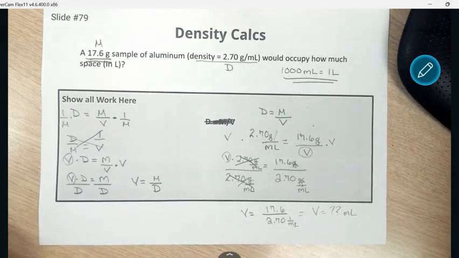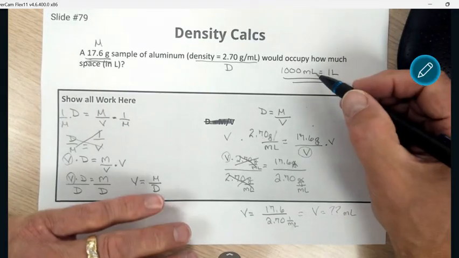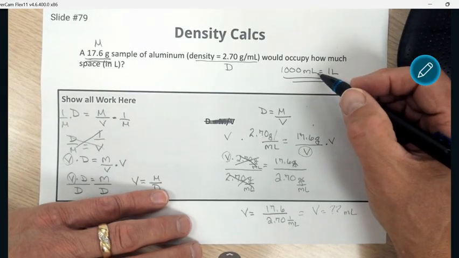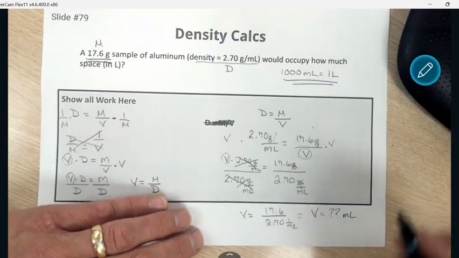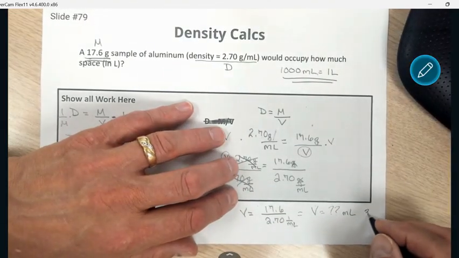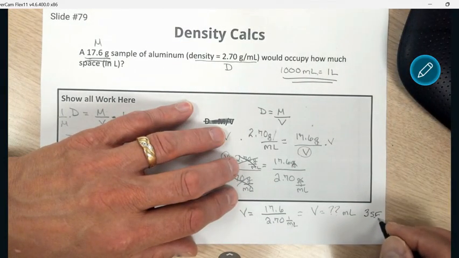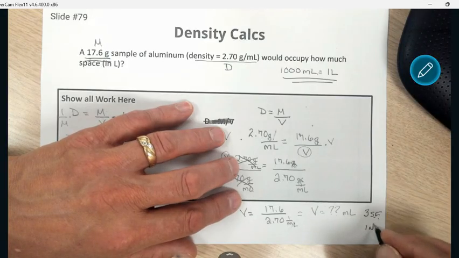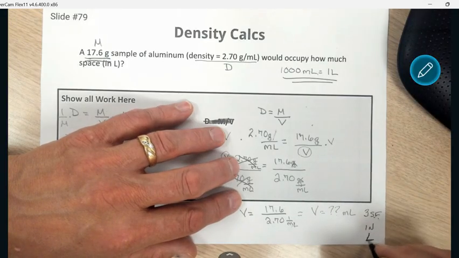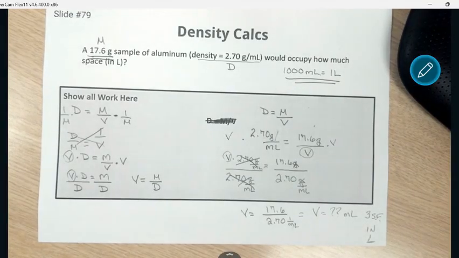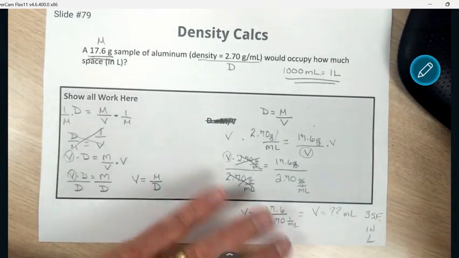You then need to convert it into liters still. This is what you are going to do. You're going to use unit cancellation. When you are all done, ladies and gentlemen, your answer should be in 3 sig figs and in liters. So you need to finish that up, ladies and gentlemen.